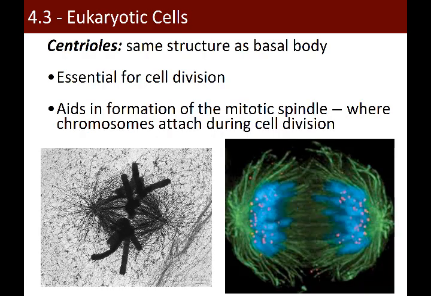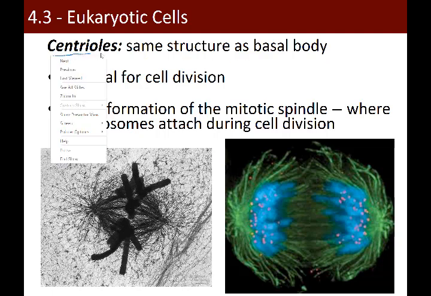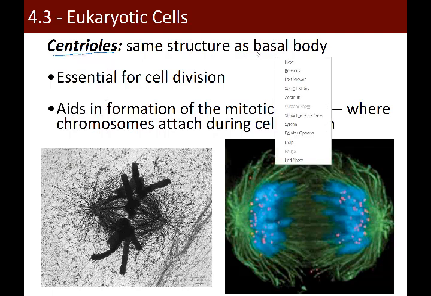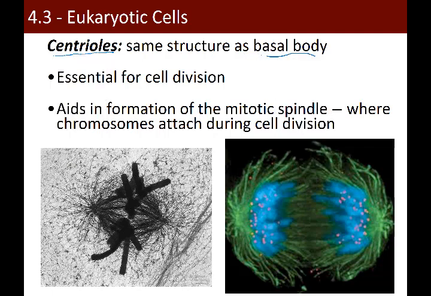Okay, and the last structure made of microtubules that's important for us to think about is the centriole. And the centriole has similar structure to the cilia and the flagella in that it's a bunch of microtubules arranged in a spindle. And it is also very similar in structure to something that's called the basal body. So in an animal cell, we have a centriole. In a plant cell, we have this basal body. They're very similar in structure, and they're essential for cell division.